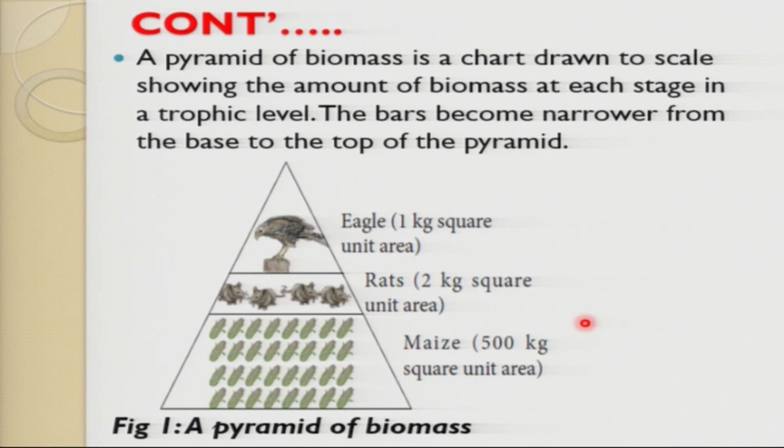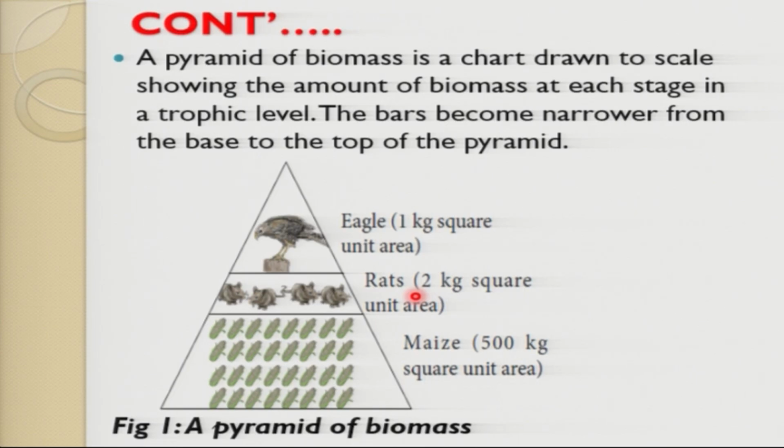We have that diagram. See the mass. This is the mass of maize. This is what we call per square unit area. It is almost 500 kg. When you go to rats, see how energy is being lost. Rats have 2 kg per square unit area.